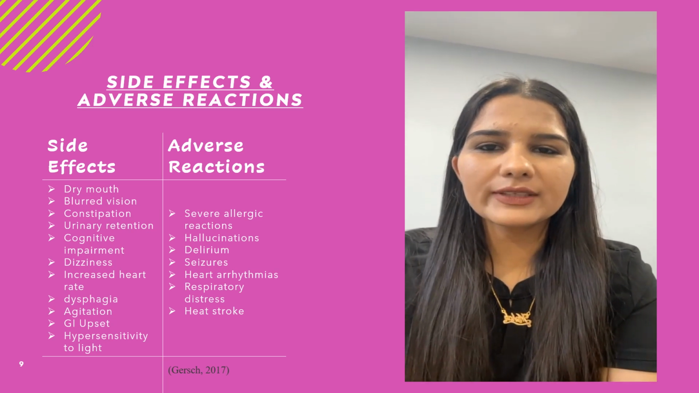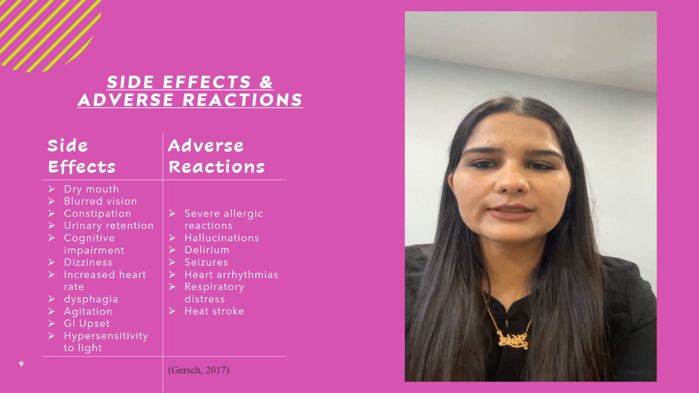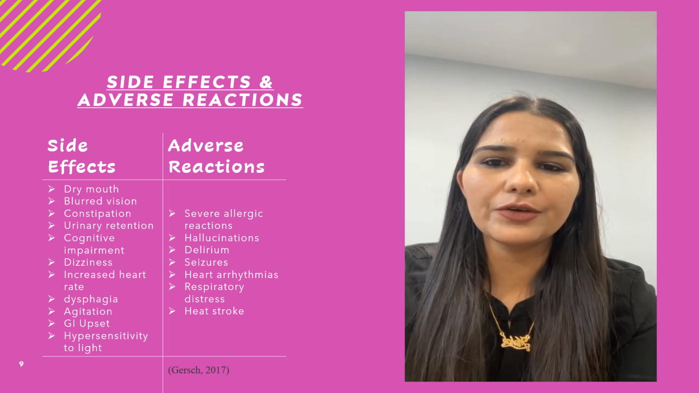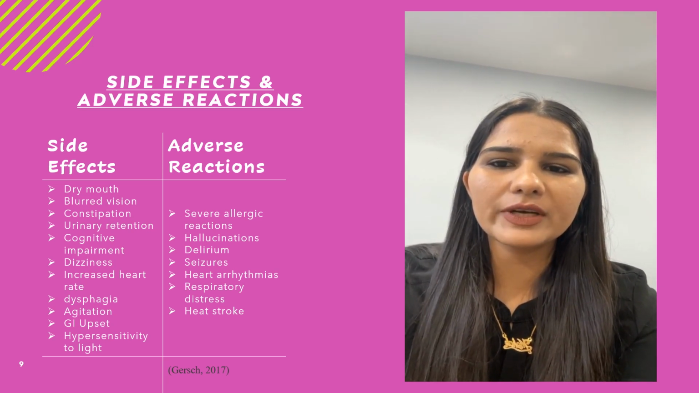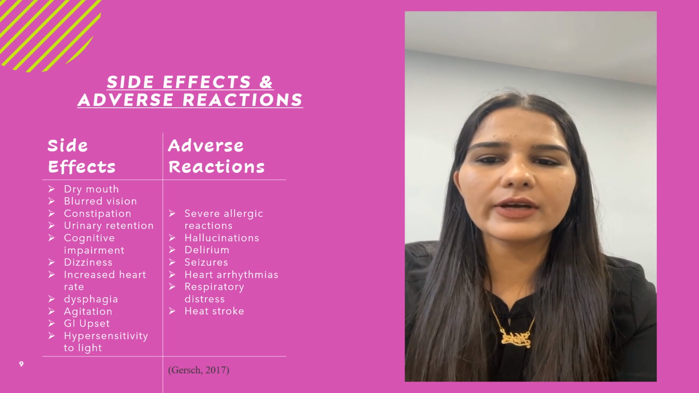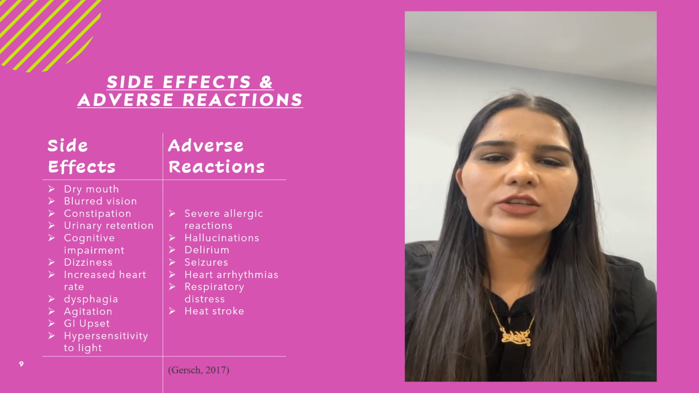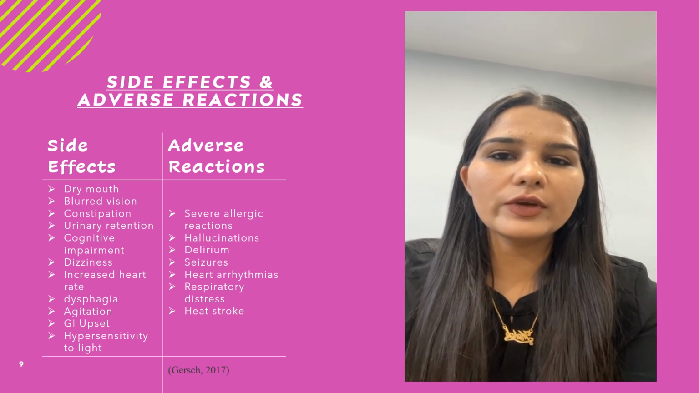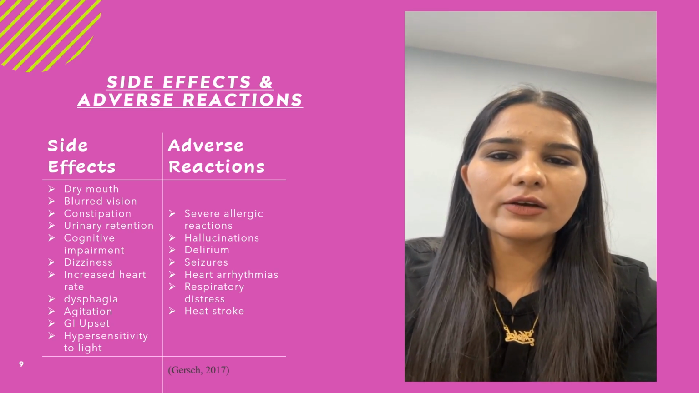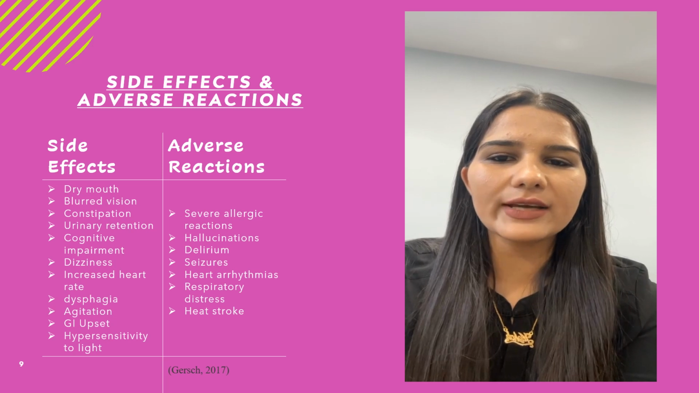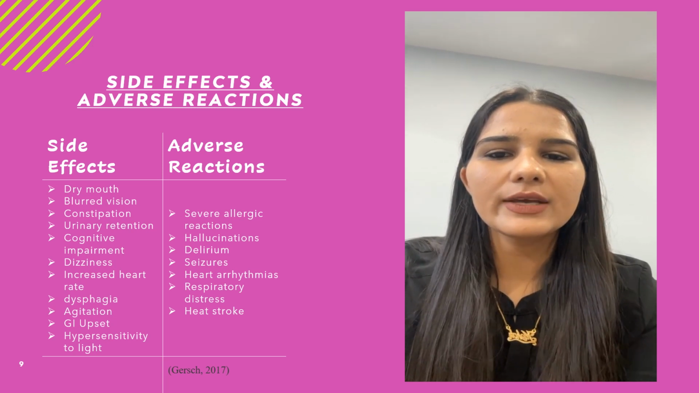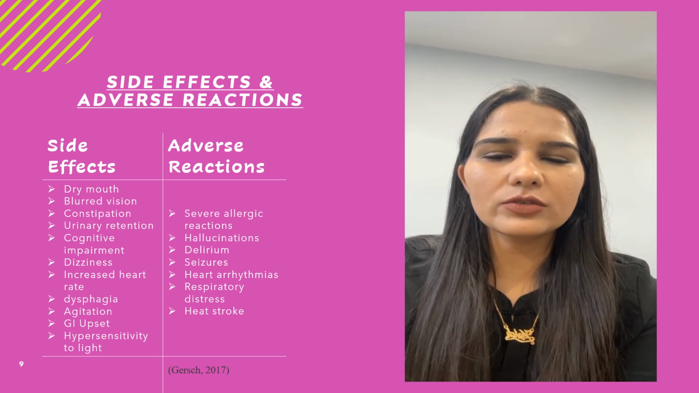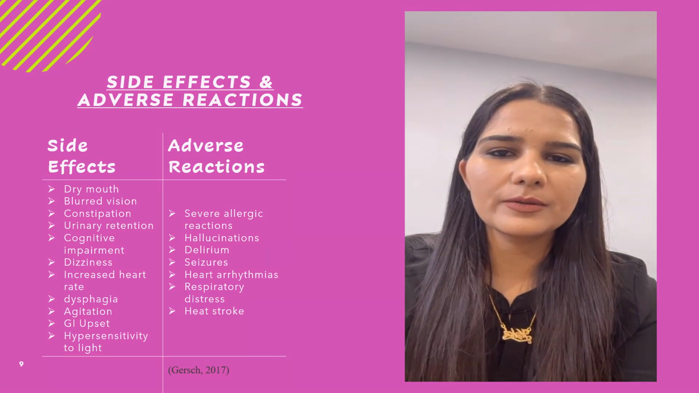Talking about the side effects and the adverse reactions, firstly we'll discuss the side effects, which are dry mouth, blurred vision, constipation, urinary retention, cognitive impairment, dizziness, increased heart rate, dysphagia, agitation, GI upset, and hypersensitivity to light. And moving on to the adverse reactions caused by anticholinergics, these are severe allergic reaction, hallucination, delirium, seizures, heart arrhythmias, respiratory distress, and heat stroke.